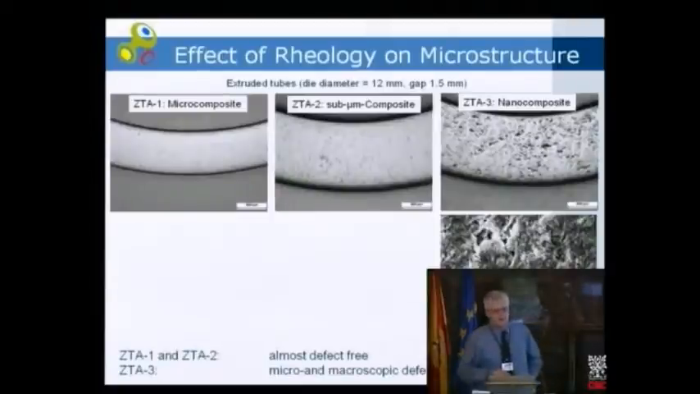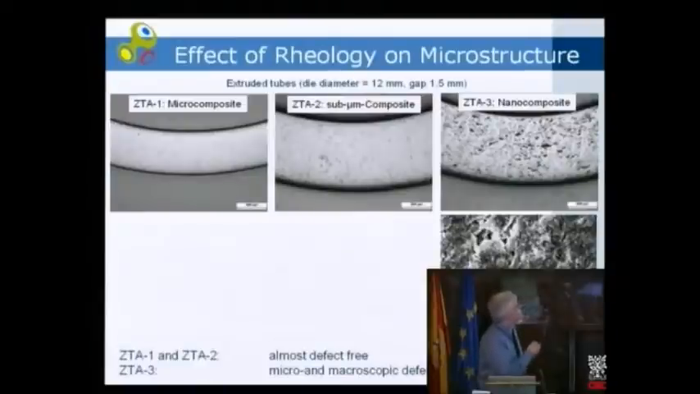So how does this affect the microstructures? We can see here the microcomposite, quite nice, not too many defects, not too many pores. This is the submicron composite, still okay. But here, have a look at this nanocomposite, the submicron alumina with the nanozirconia. We have a lot of defects, and if we have a look at the SEM picture, we can see large holes, and these large holes do originate from separation of binder, from binder segregation.